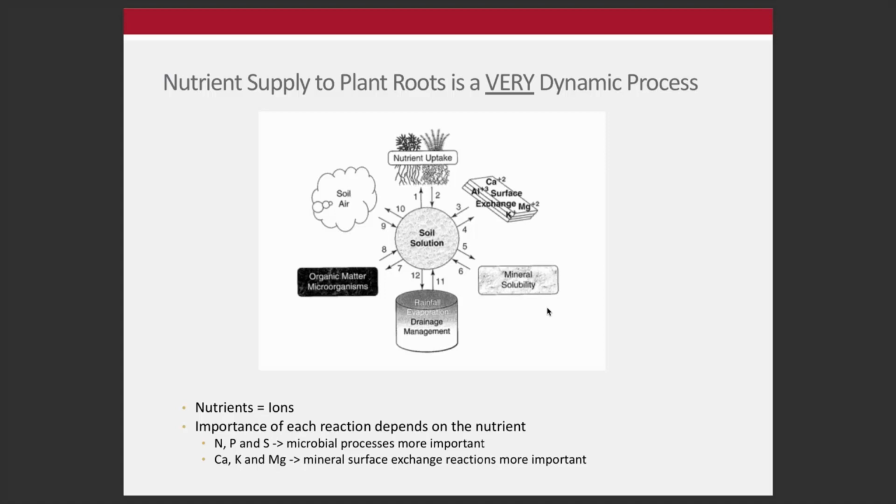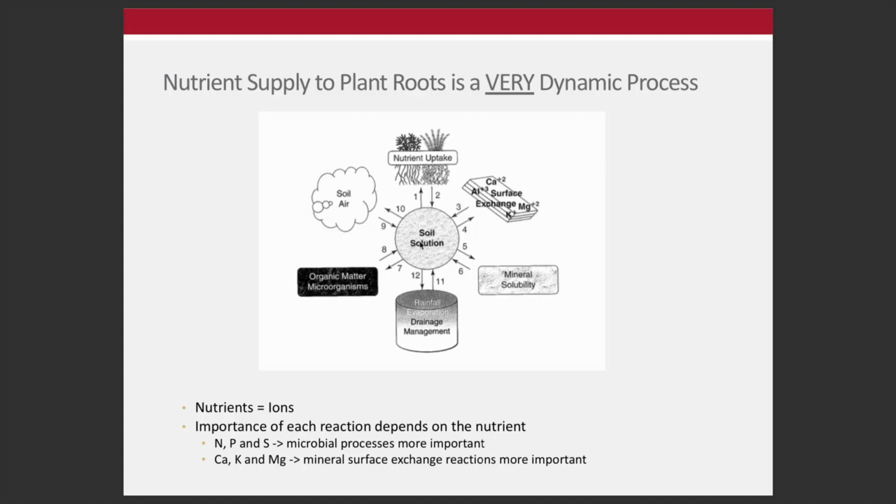Depending on the nutrient, nitrogen, phosphorus, and sulfur are microbially driven processes. Other things like calcium, magnesium, and potassium are much more influenced by the mineral component of soil. So if we want to dichotomize it, we can think of soil as the organic or biological piece, as well as a mineral piece that might be over here. As managers, we're really interested in whether that soil is going to be able to provide nutrients to that plant or crop over the course of a season.